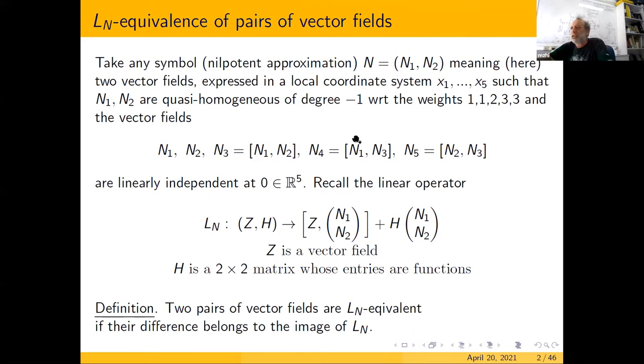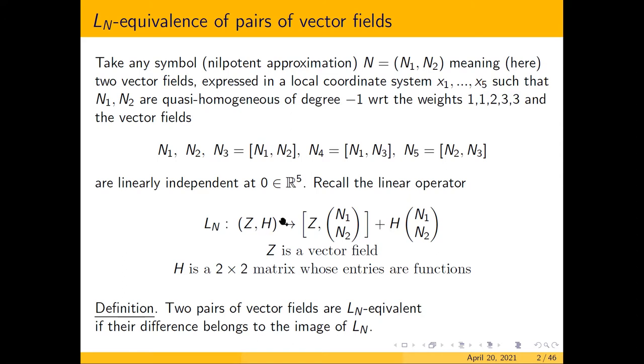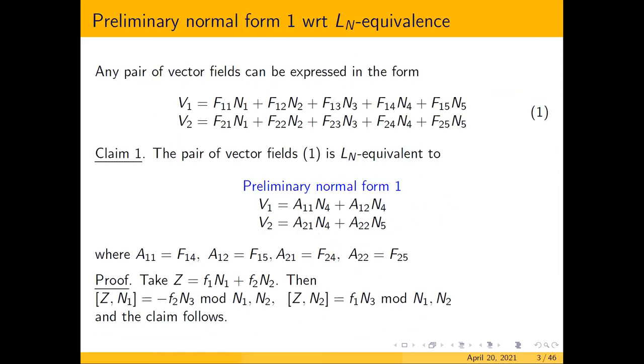You know from our lectures that what we can do is to bring the quasi-homogeneous parts of V1 and V2 to a normal form, which is just a modulo image of this operator. So in any quasi-homogeneous part we can kill everything which is in the image of this. I'm working now, it is not a distribution. It's just a pair of vector fields. I'm working on this normal form for a pair of vector fields V1 and V2.